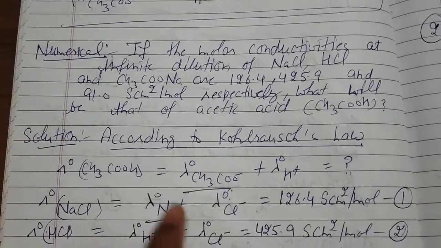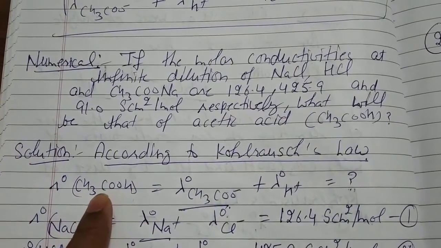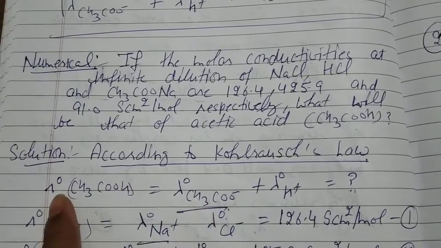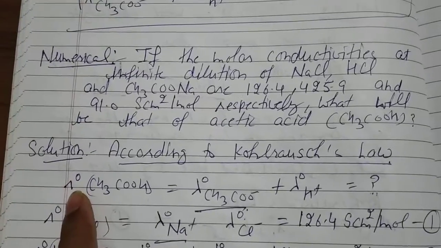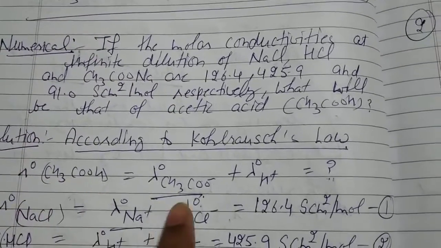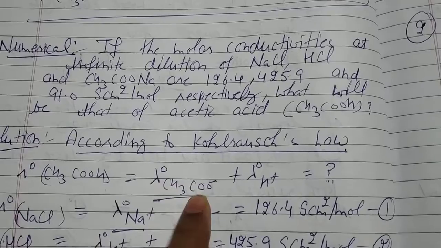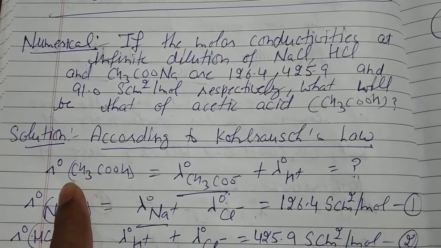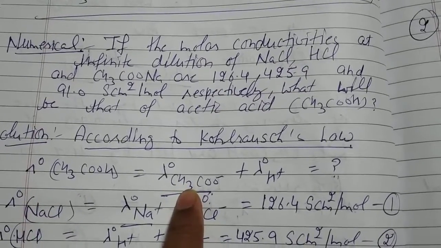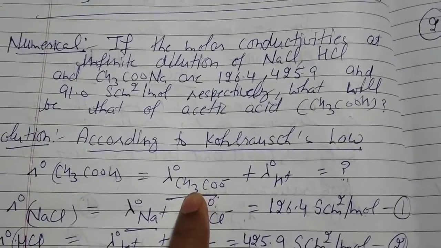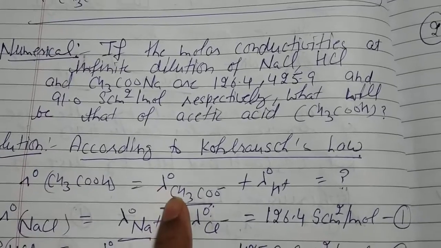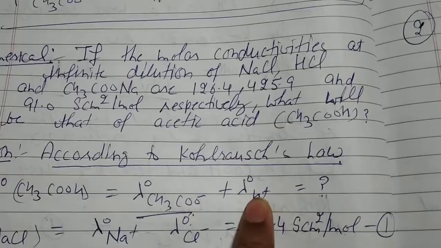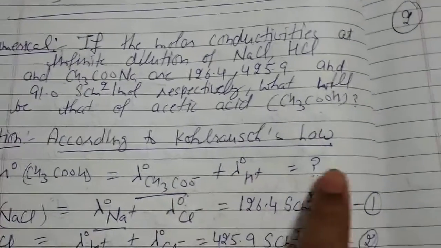So what is given? We have to find lambda naught CH3COOH, where lambda naught is the limiting molar conductivity. Lambda naught CH3COOH is equal to lambda naught CH3COO negative plus lambda naught H positive. This is Kohlrausch's law. In Kohlrausch's law, the limiting molar conductivity is equal to the sum of the limiting ionic conductivity of the anion plus the limiting ionic conductivity of the cation. So this we have to calculate.